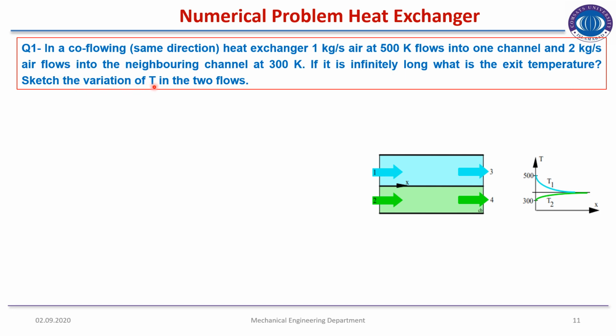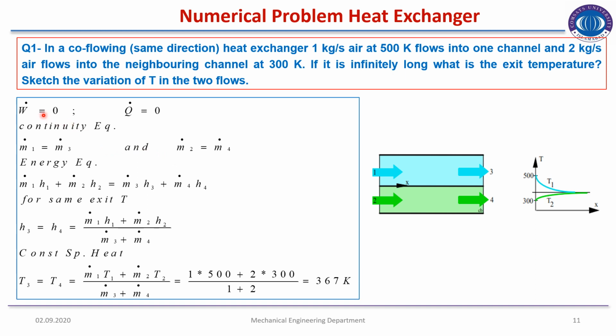Sketch the variation of T in the two flows. On the right hand side we have to sketch it, where x is the distance or length. What is the change with respect to the length of the heat exchanger? Let's suppose that the blue one is the hot and the green is the cold. You can see that green is cold and blue is hot.